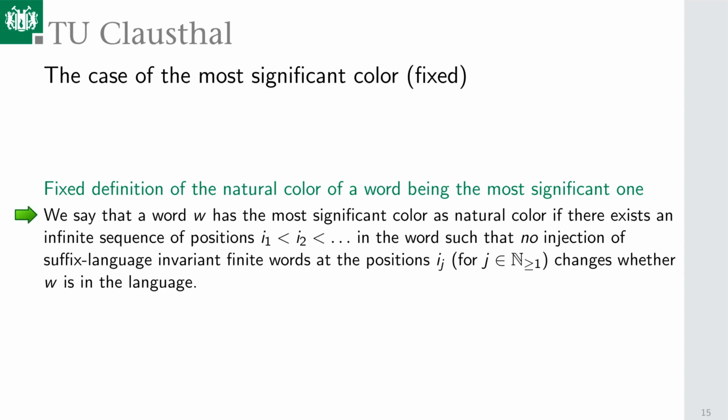We now define that a word W has the most significant color as its natural color if there exists an infinite sequence of positions in the word such that no injection of suffix language invariant finite words at these positions changes whether the word W is in the language. Now the words with color 0 in the example automaton on the previous slide all have the most significant natural color, as the sequence can be defined such that the points in the word at which suffix language invariant words are inserted are all between consecutive A's.